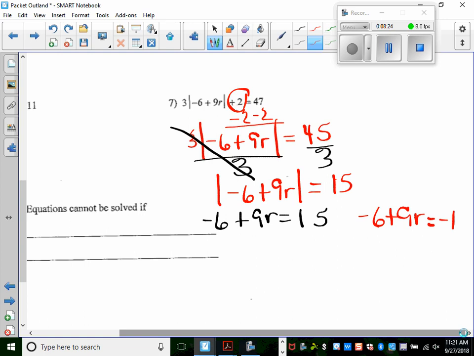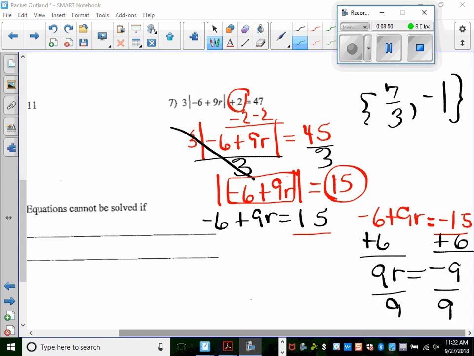The only common mistake that I see students make with these types of problems is they want to change what's inside the bars. You don't change what's inside. It's only after the equal sign that you change to the negative 15. What's inside the bars stays the same in both equations. I'll wait till someone has the answer for that one. All right, so our 2 answers become negative 1 and 7/3.